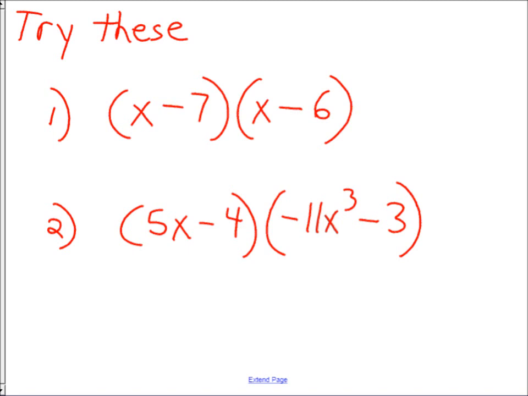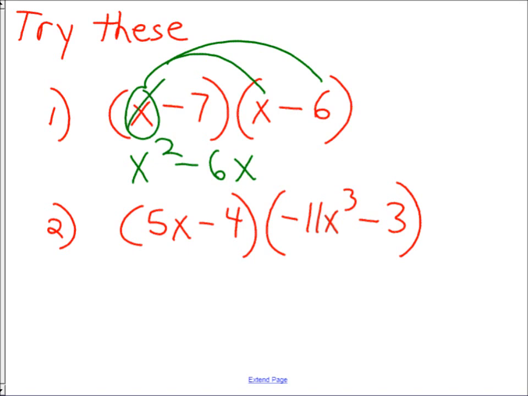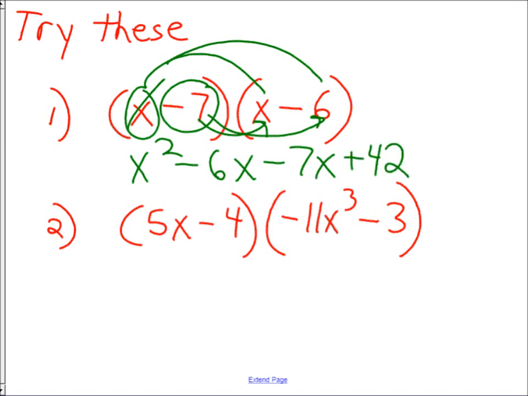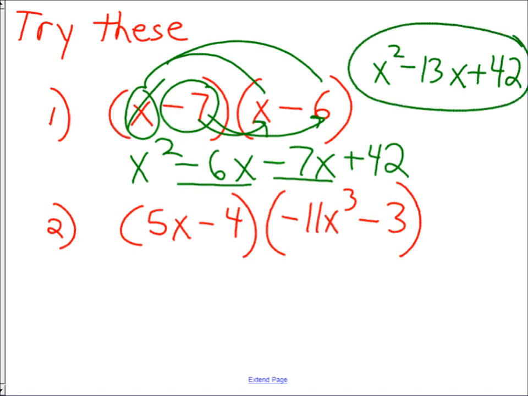For the first problem, we're going to take the positive x and multiply it to each of the terms of the second polynomial. So we have x squared minus 6x. Now we'll take the negative 7 and multiply it to each of the terms of the second polynomial. Negative 7x, and then a positive 42. Now remember, after you multiply, look to combine like terms. We do have 2 x's to the first power. So my final answer will be x squared minus 13x plus 42. Remember, when you combine like terms for your last step, keep the variable and exponent the same.